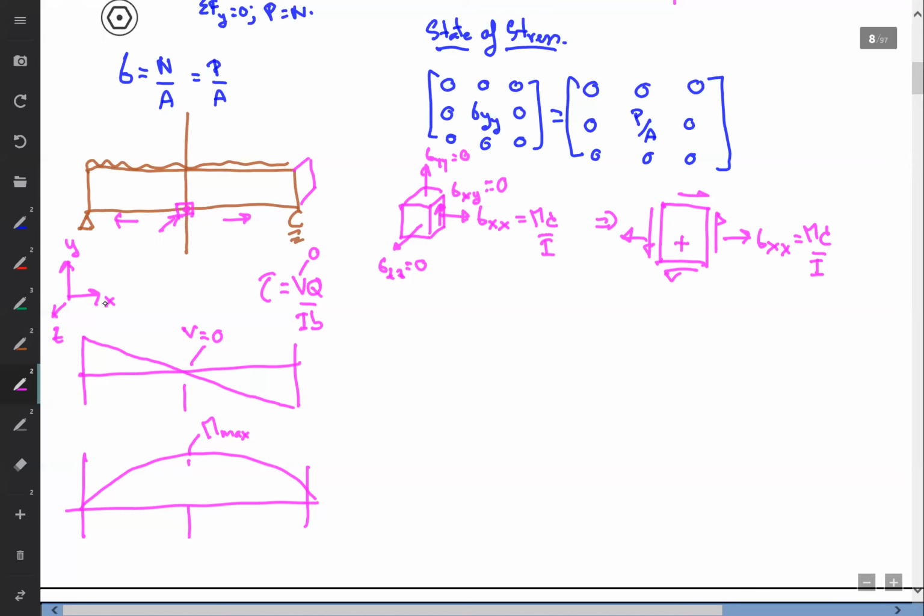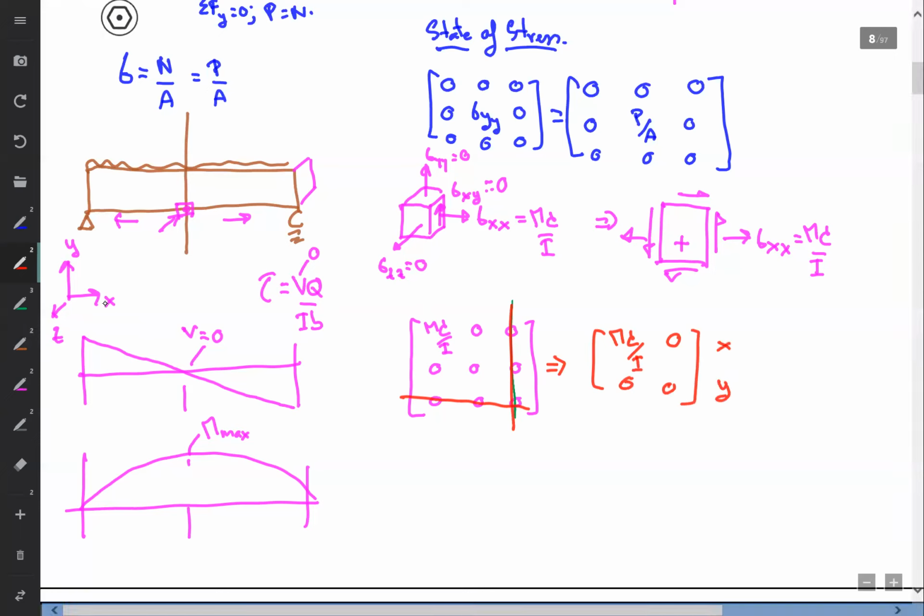Okay. And when we write the stress tensor in three dimensions, that means we have Mc over I over here. But another component is 0. If we reduce to a two-dimensional problem, talking about just the xy plane, the stress tensor for two dimensions may be reduced to just this. That's represented by just the xy plane. This is a state of stress at this point.